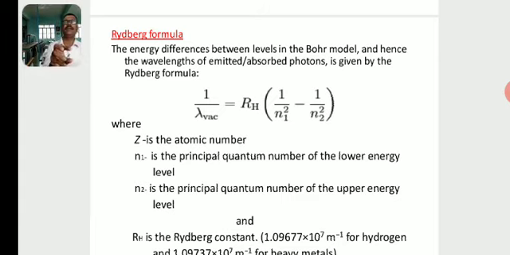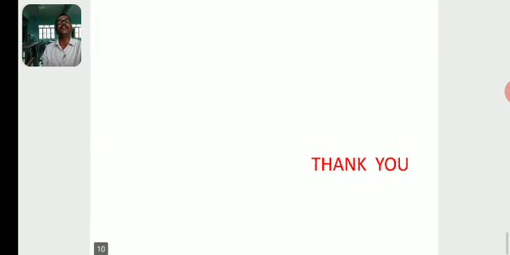So the formula which we have used to calculate the frequency or wavelength of the photons which are emitted during the transition of electrons from higher energy orbit to lower energy orbit. Thank you.